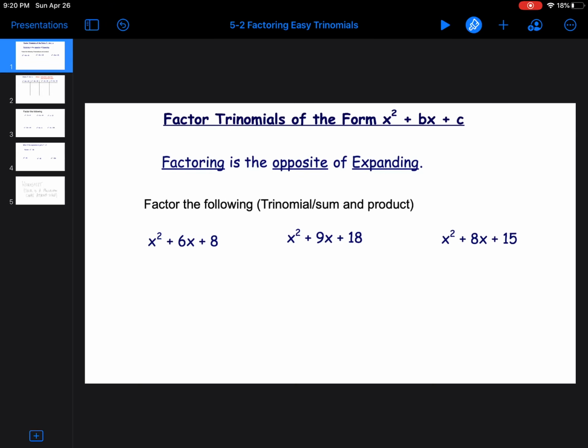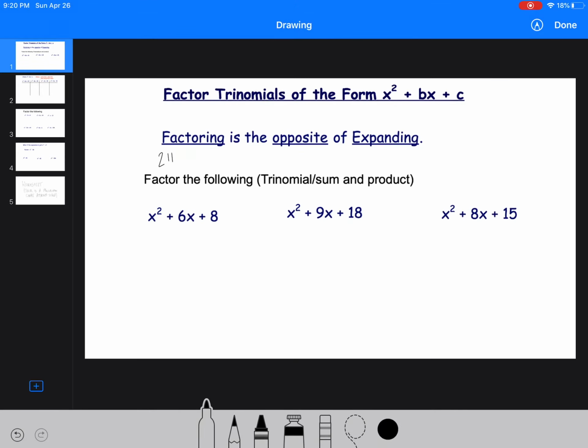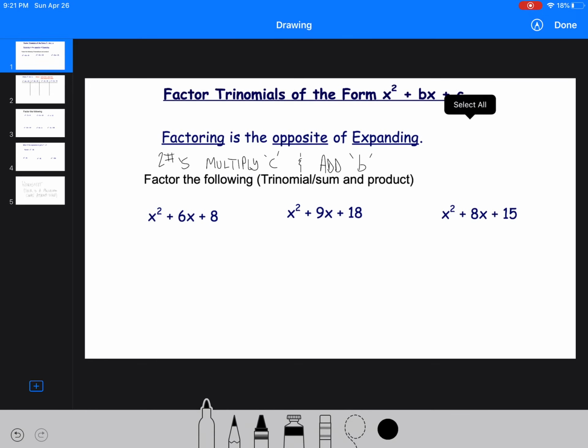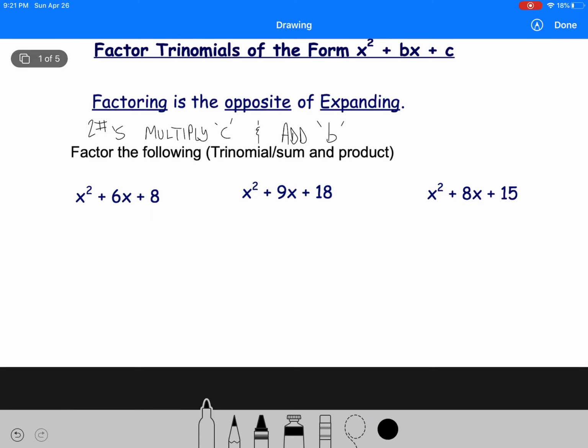So two numbers that multiply to c and add to b. So they have to do both. Okay, so if we were looking at that top form there, we've got to multiply to c and add to b. So if we are looking at this, some people are better than others at this.